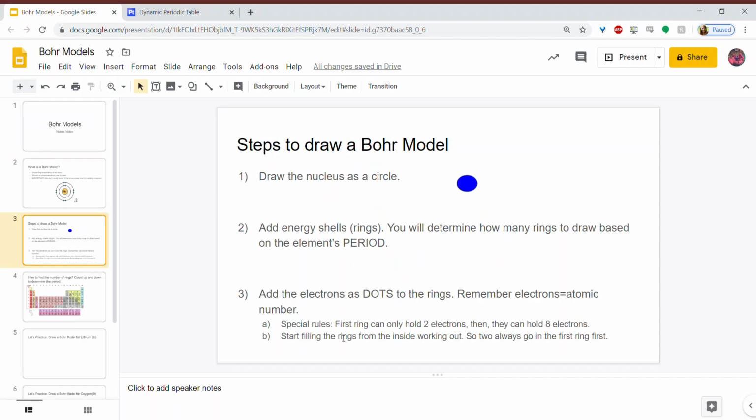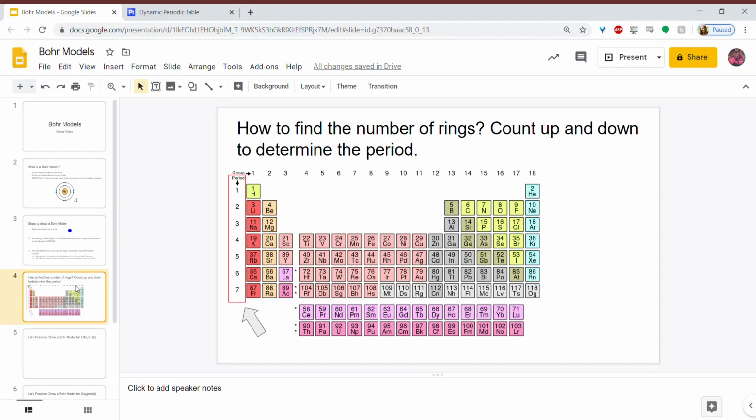Then, last special rule: start filling the rings from the inside working out. So 2 electrons always go in the first ring, first thing. So let's go through a few examples, a couple more visuals. If you forgot how to find period, this is a quick reminder. To find the number of rings, you're going to look at the period. So let's say we were finding it for lithium. Lithium is right here. I see it's in period number 2, so it would get 2 rings.